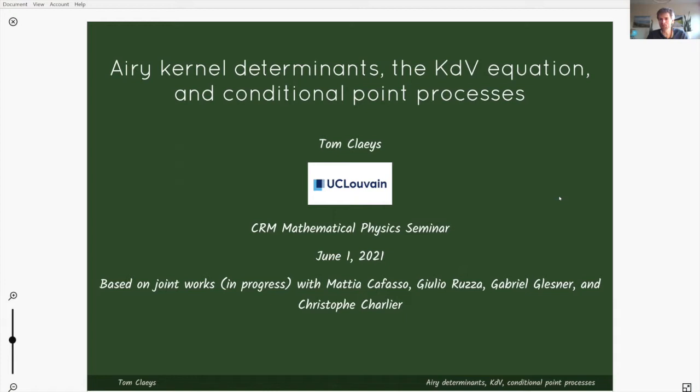So I will talk about several things, and I will try to make it into a coherent story where I will connect Airy kernel Fredholm determinants, the Korteweg-de Vries equation, and some conditional point processes. Most of the things that I will talk about are based on joint works, some of them still in progress, with several people: Mattia Cafasso, Giulio Ruzza, Gabriel Glesner, and Christophe Charlier.